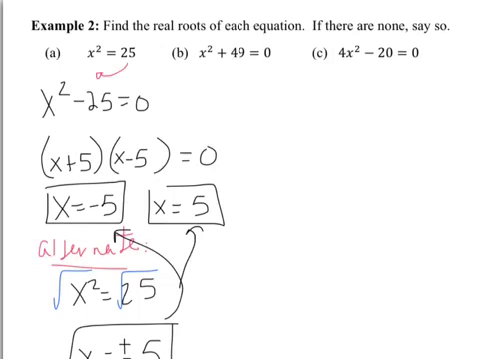Part B, x squared plus 49 equals 0. We could start this problem by asking, can you factor it? Right away, it's tempting to say you could, but x plus 7 doesn't work because you're missing the middle term.